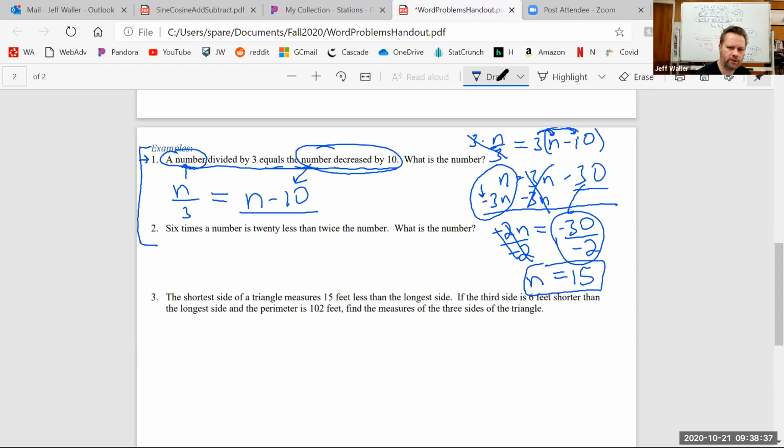And that's the only variable. What is the number? I know I'm done because there's only one player in this problem. It was some number that did this. So how do I check this?